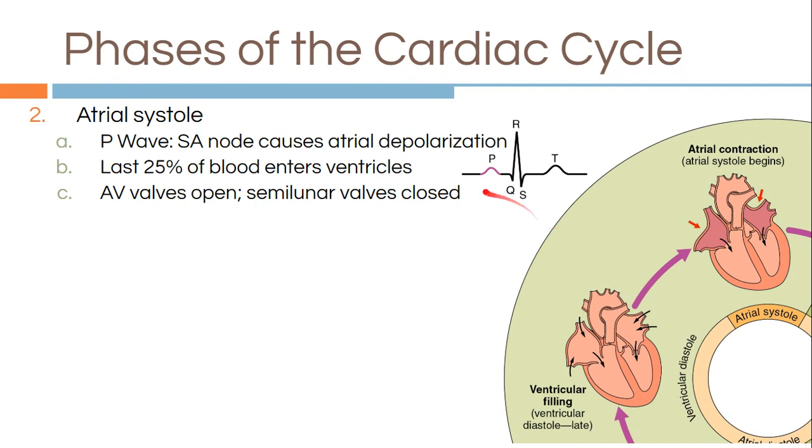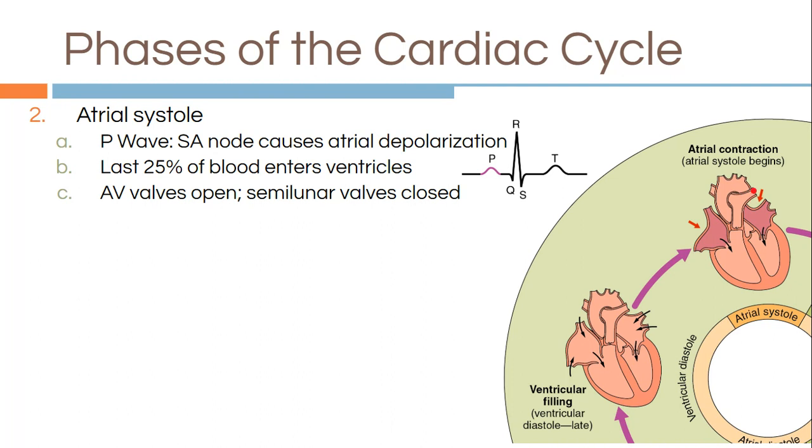Now, this corresponds with our P wave. So before, when we had relaxation, that was during the T wave and afterwards when we had this kind of lull. And then as we get to the next P wave, this is where the atria begin to contract. They go into their systole, and we're able to push blood into the ventricles. At the same time, the semilunar valves are closed.